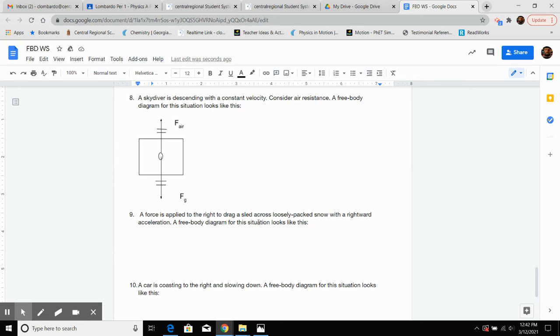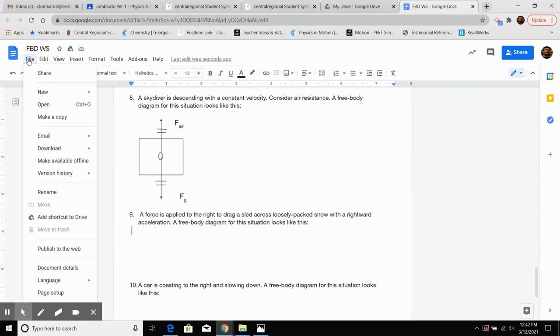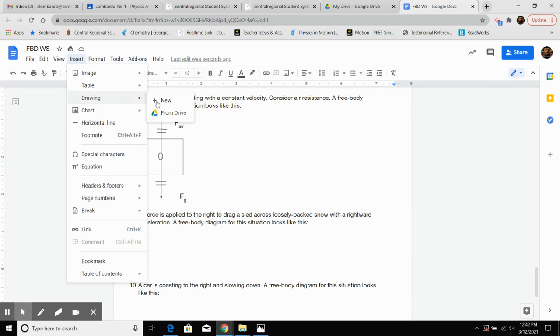Force is applied to the right of a drag sled across loosely packed snow with a rightward acceleration. So it's not very, very packed snow. If it's very, very packed snow, it'd probably be able to move faster. So with loose snow, I would say we're going to have some sort of friction here, this resistance. So we're going to go to Insert, Drawing, New.